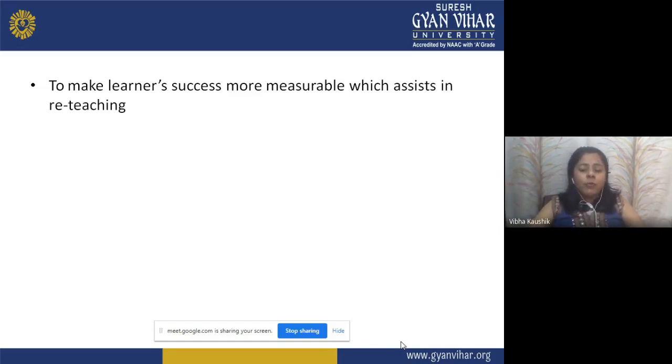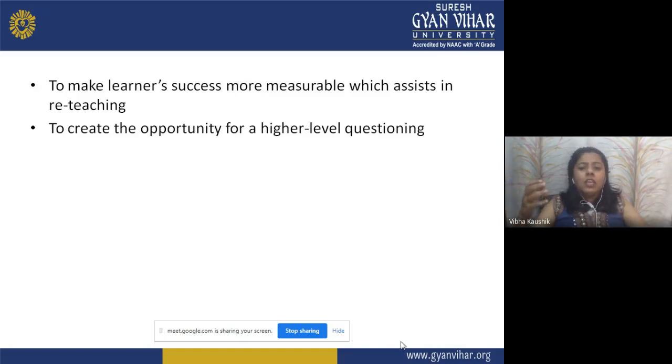To make learners' success more measurable means it is easy to assess how much they have learned, which assists in reteaching. Now, how does that help the teachers in reteaching? When the teacher is going to teach again in the next period, the learner's success helps him to reframe and reteach according to the needs of the learner. Means the teacher will again make a lesson plan or the instructions according to the feedback he has got from the assessment of the learners. He can change his teaching learning method. He can use new teaching aids to make his teaching learning process more effective.